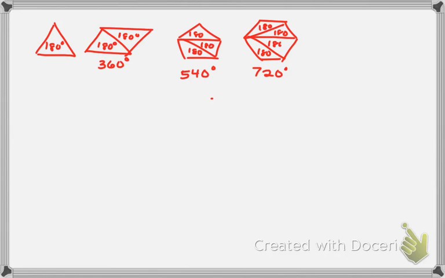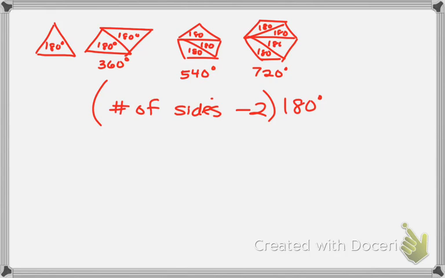So if we take our number of sides and subtract 2, that gets us how many triangles are inside the shape. To get all the interior angles, I would then multiply it by 180 degrees, right? So that's our interior angles. Now let's think about exterior angles.